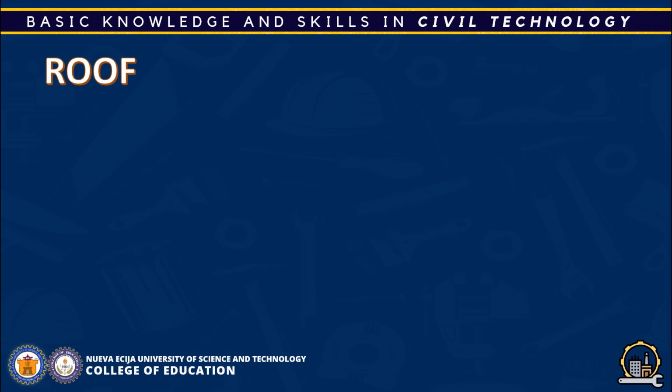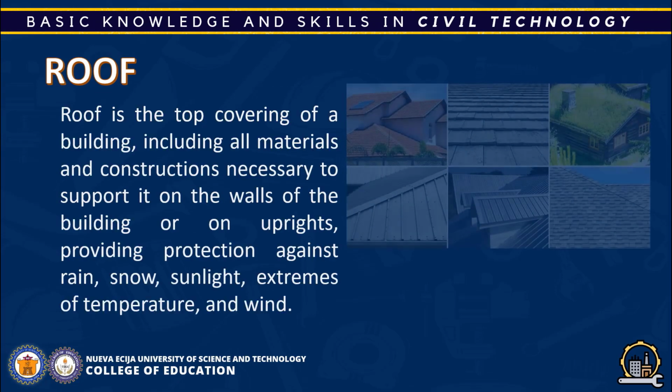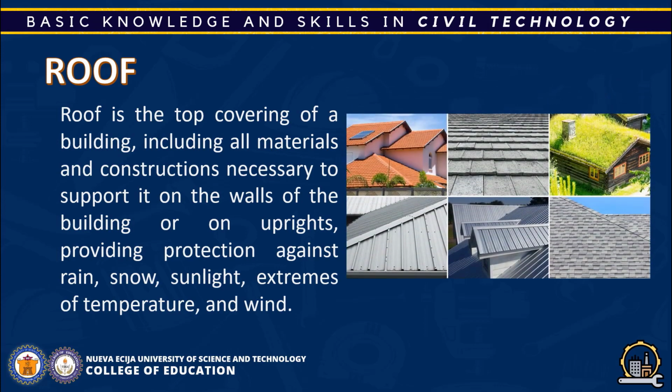Roof is the top covering of a building, including all materials and constructions necessary to support it on the walls of the building or on the uprights, providing protection against rain, snow, sunlight, extremes of temperature, and wind. Its primary purpose is generally to provide protection from the elements, but it may also contribute to safety, security, privacy, insulation, and so on.